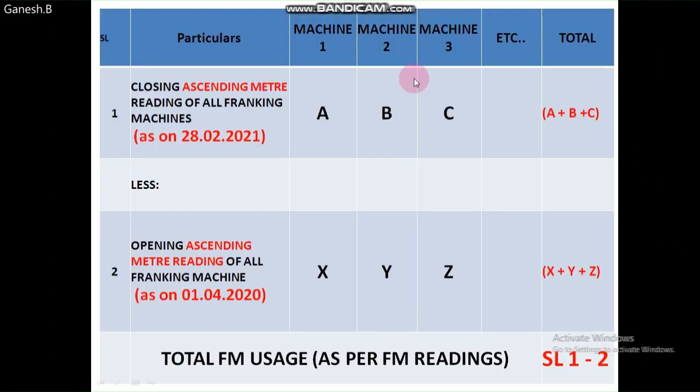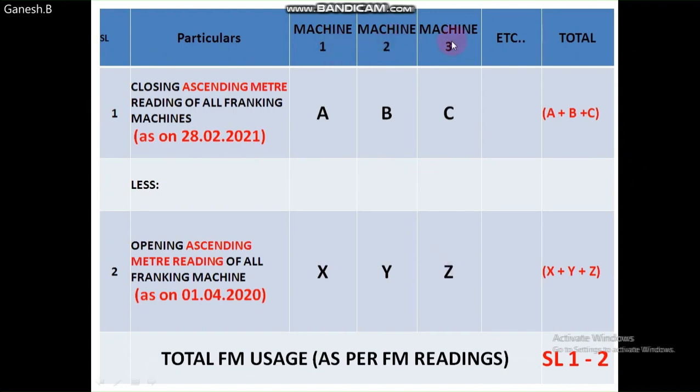Please look into this table. This table we prepared for an office. This office has got 3 machines. 2 machines are in BPC and 1 machine is in a customer place. So we are going to consider both departmental franking machines and private franking machines. This exercise we did for the period between 1/4/2020 and 28/2/2021.